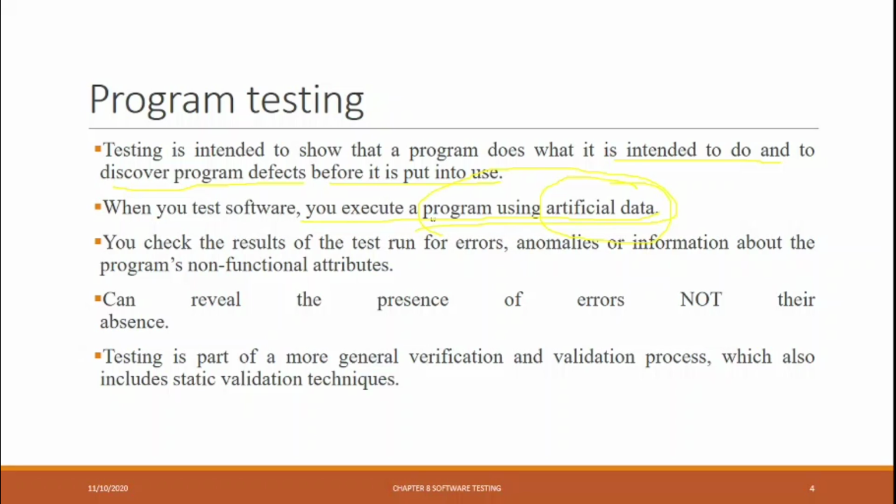White box testing is where the tester has knowledge about the application, what type of data has to be given and what the expected output is. That is called white box testing. Usually testing engineers use black box testing. So this is the difference between black box and white box. And usually while testing, they use artificial data, which is nothing but black box testing.